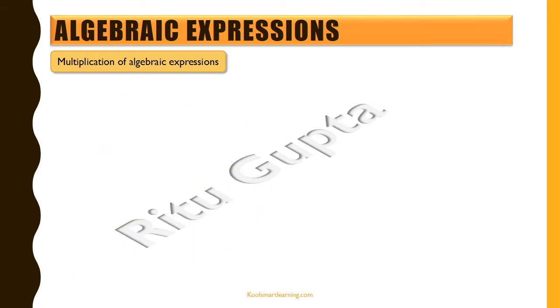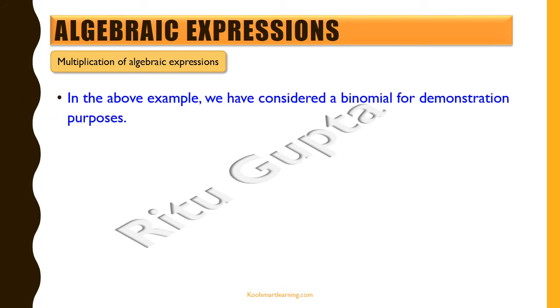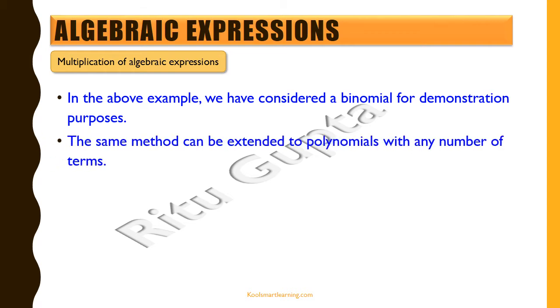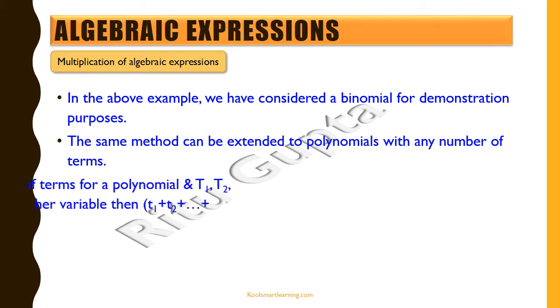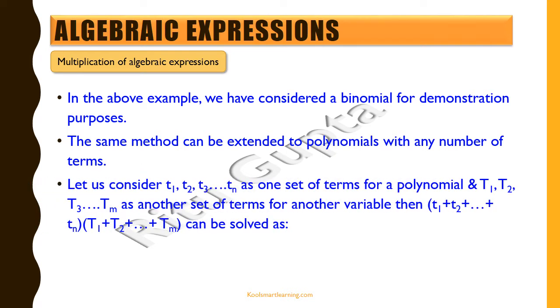Let's now see how we multiply different algebraic expressions with multiple terms. In the above example, we just considered binomials for demonstration purposes. Now we'll see how we can extend the same method to polynomials with any number of terms. Let's take two polynomials: the first with n terms, small t1, t2 till tn, and the second polynomial with m terms named capital T1, T2 till Tm.